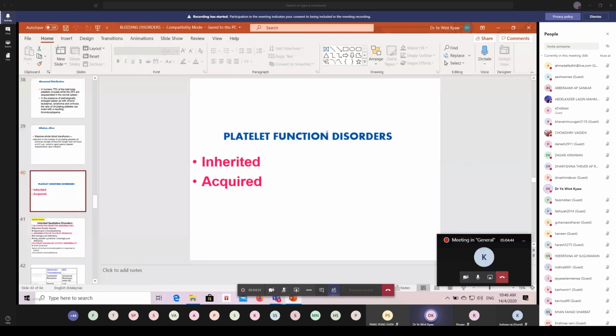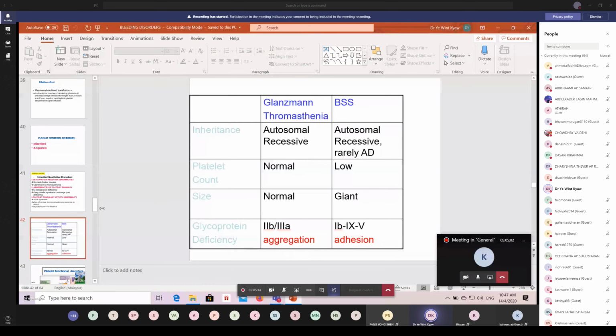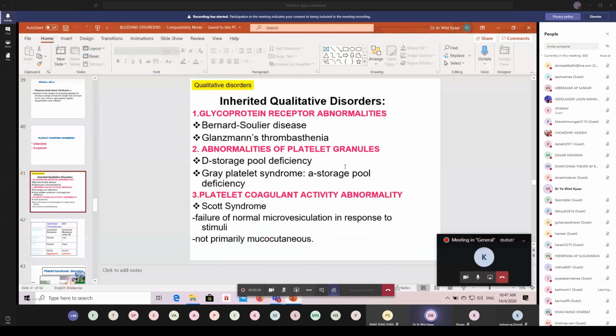Just for knowledge or MCQ: glycoprotein receptor abnormalities, storage pool syndrome, Glanzmann's, and so on. These are quite rare; I have never seen these diseases. Not too important, because they are very rare clinically. So I will skip this; you can read it by self-study. Not too important for you.